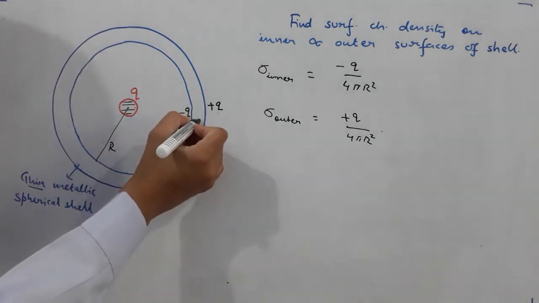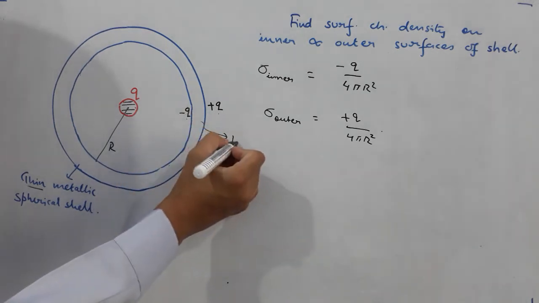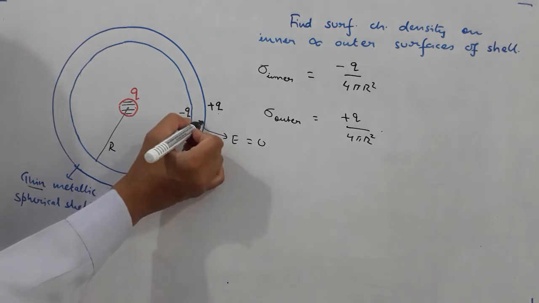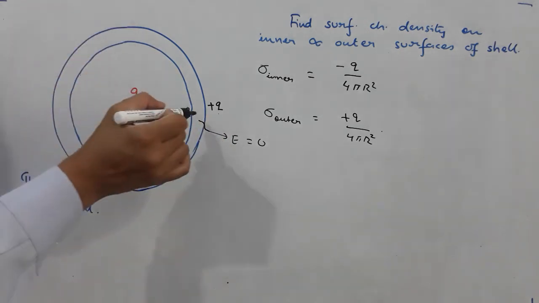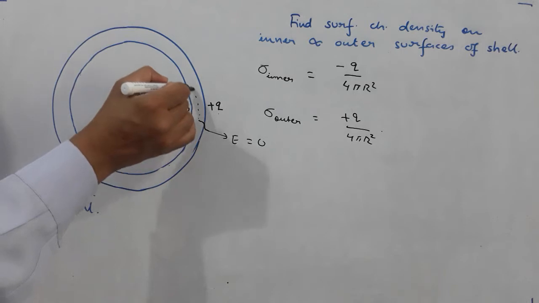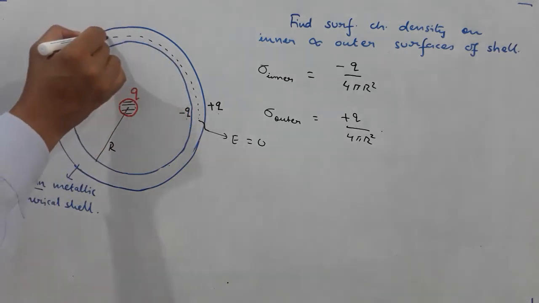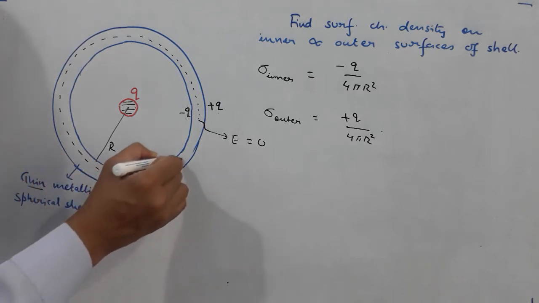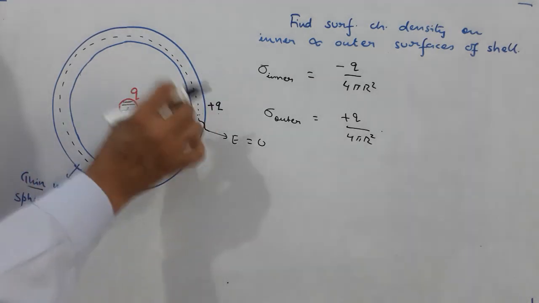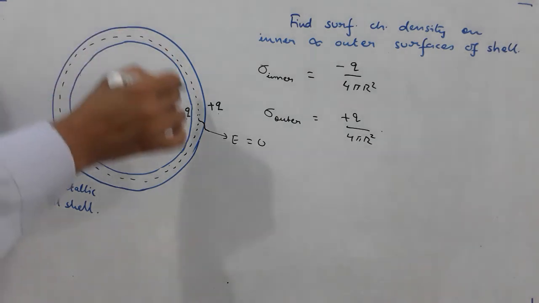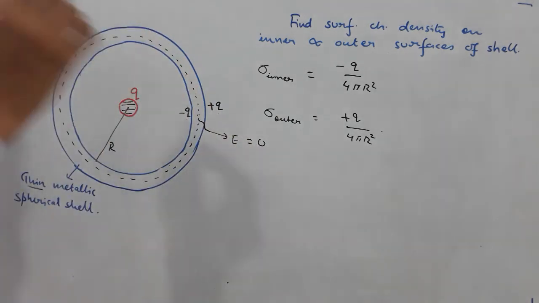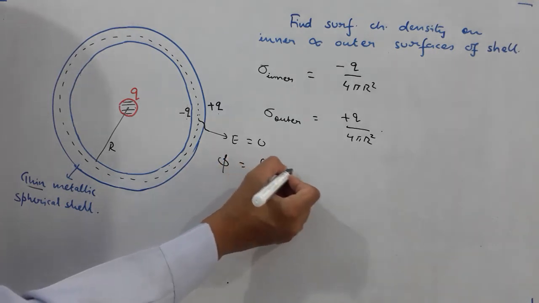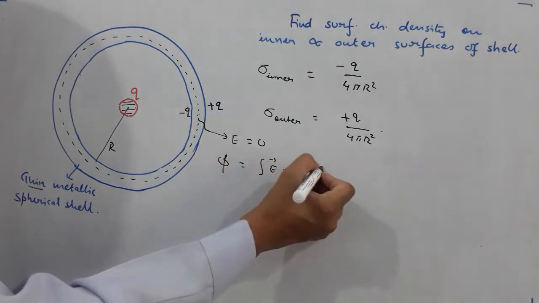We know that within the conductor the electric field is how much, students? It is 0 at any point inside the conductor. We draw a Gaussian surface like this, which I am representing by a dashed curve. So this Gaussian surface is in the form of a sphere and it lies completely within the conductor. So at all points on this Gaussian surface the electric field must be 0. Since E is 0, therefore the flux, which is given as integral E dot ds, must also be 0.